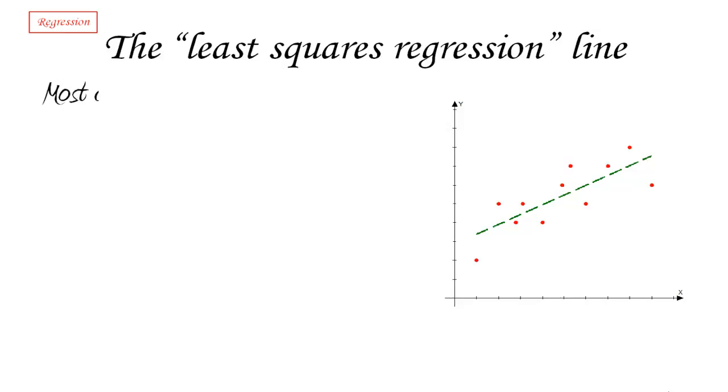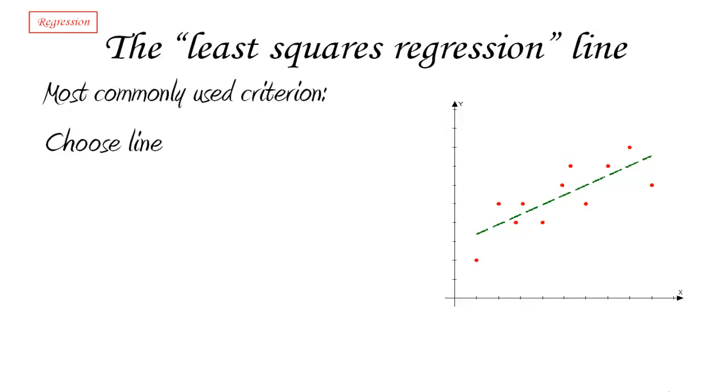So what do people do? It is, as I said, the most commonly used criterion, and what we try to do here is choose the line that minimizes a very specific mathematical quantity. What is that quantity? For each one of these points that we see, we compute the vertical distance from the line that we're looking for. Then we compute the square of that measurement. That will be the area of the square that has one side joining vertically the dot to the line.